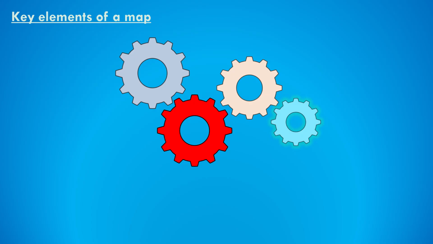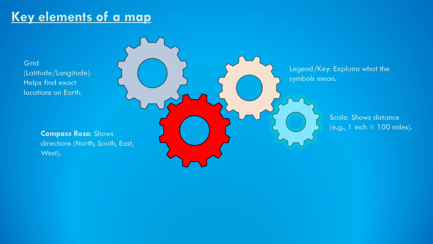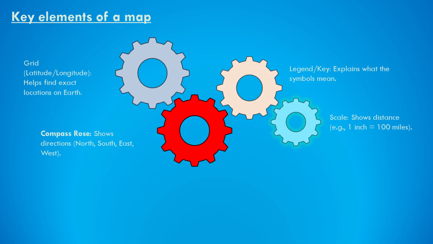So to start off, there are 4 key elements of a map, and they are grid lines. So the grid line shows the latitude and longitude and helps find the exact location on Earth. Secondly, we have the compass rose, which shows directions like north, south, east, and west. And thirdly, we have key and legends. This explains what the symbols mean. And lastly, scales. So scale shows the distance. Example, 1 inch on a map is equals to 100 miles in real life.